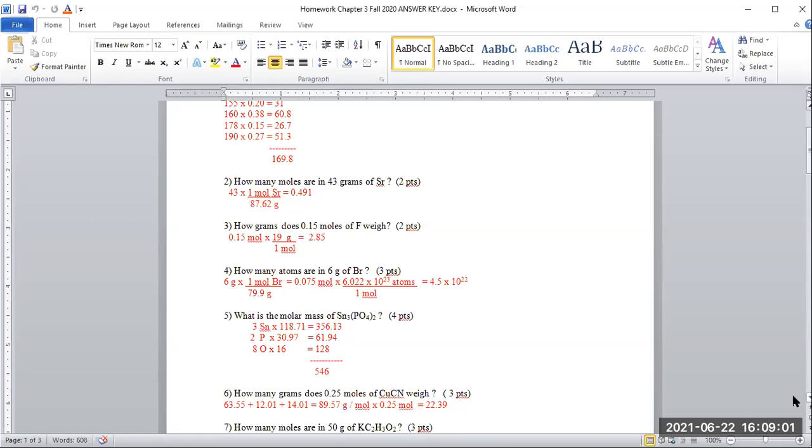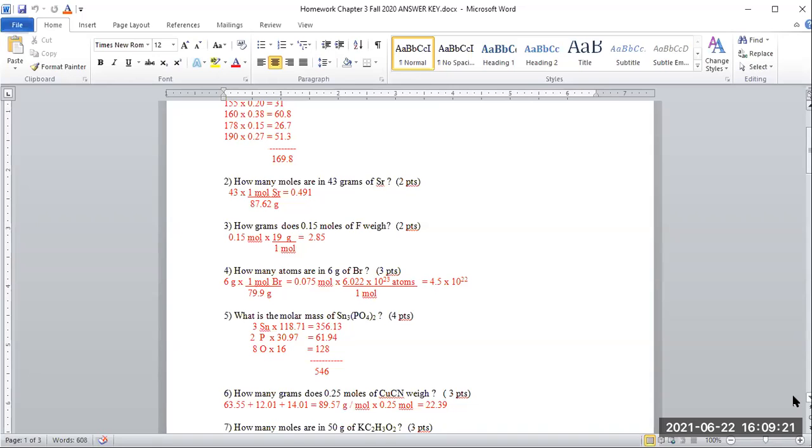Going in the opposite direction for number 3. I have 0.15 moles, so when I look up fluorine, being 19 on the periodic table, this time I am multiplying rather than dividing, and I get 2.85 grams.